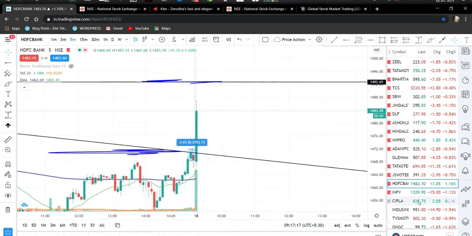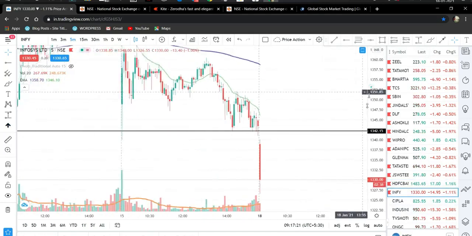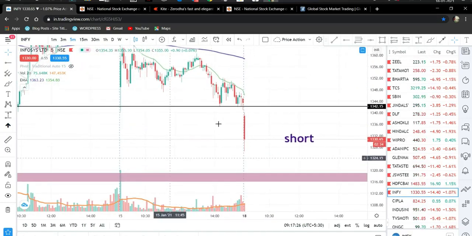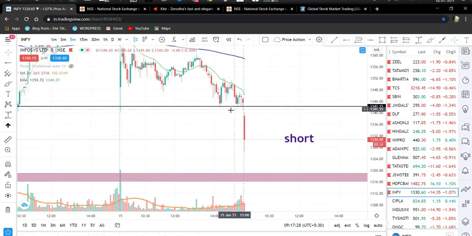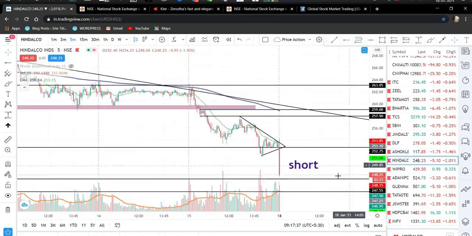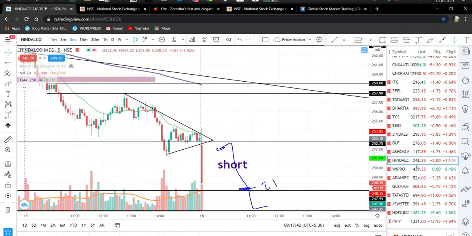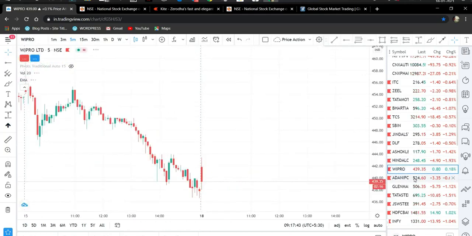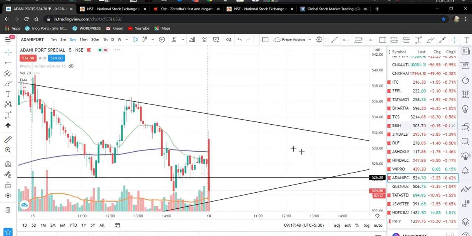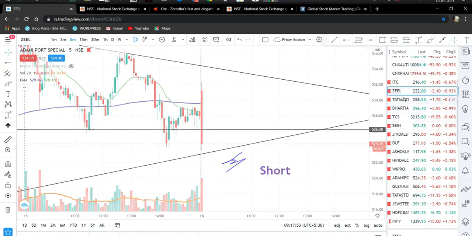So I'll just adjust it, and yeah, here you go. Then this is Infosys, and you can also take a short trade in Infosys, and the stock has opened down as suggested by the pre-market data, and that could be the first target. Hindalco is down a lot, and the triangle pattern has been broken, and we have almost reached the first target. Wipro is in the range, so I wouldn't take a trade in Wipro right now. Adani Ports is about to give a breakdown, and I can take a short trade after that.